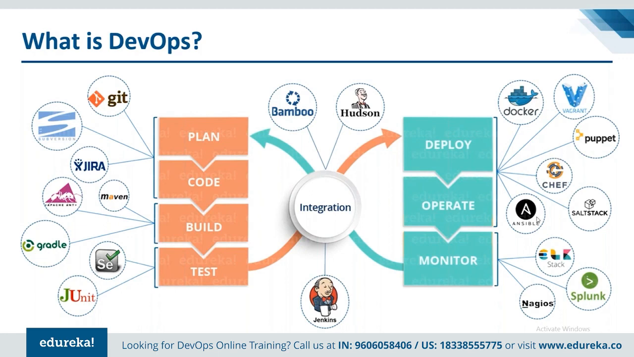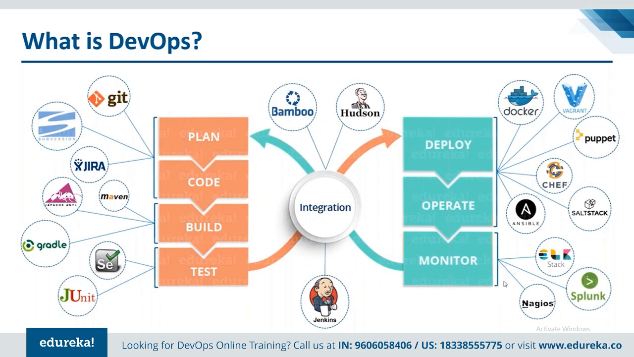Whereas we have tools like Ansible, Chef, Puppet. So these are what? These are called configuration management tools, which make sure that the entire build is correct. It is as per the standards and it follows all the guidelines which have been specified, right?